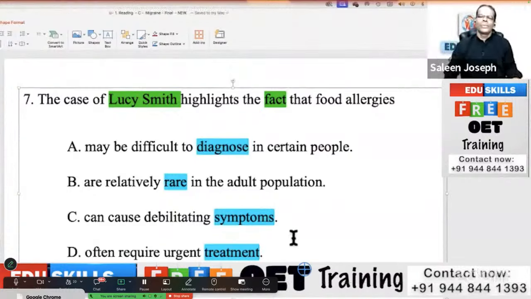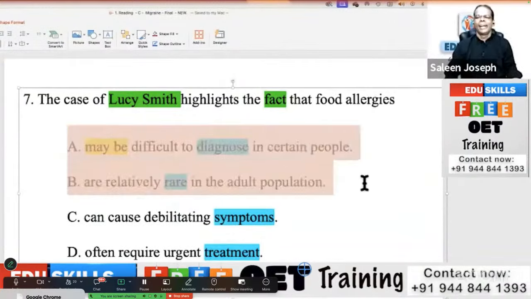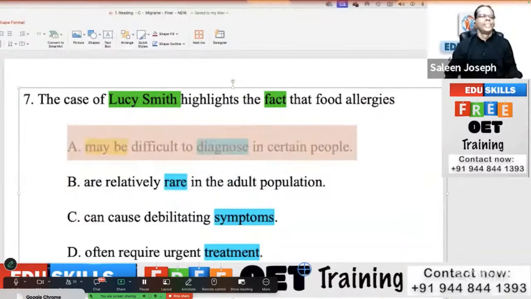And you can also understand from the modal verb. It may be difficult to diagnose in certain people, but they are asking about a fact, right? Fact and opinion. So when they ask for a fact, can an opinion be the answer? No. Then ultimately what you can do? Eliminate. Even before you go to the text, you can eliminate.